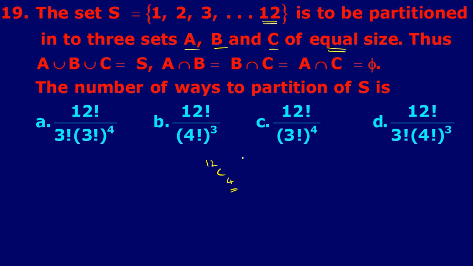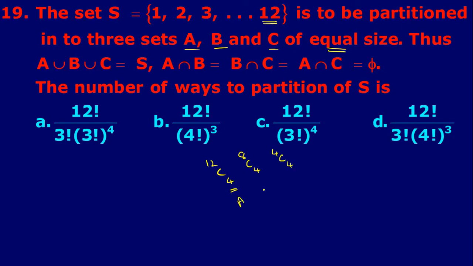After forming set A, the remaining elements are 8. We have to form set B from these 8 elements, so it can be formed in 8C4 ways. After forming set A and set B, 4 elements are remaining. We have to form set C from these elements, and we can form it in 4C4 ways.